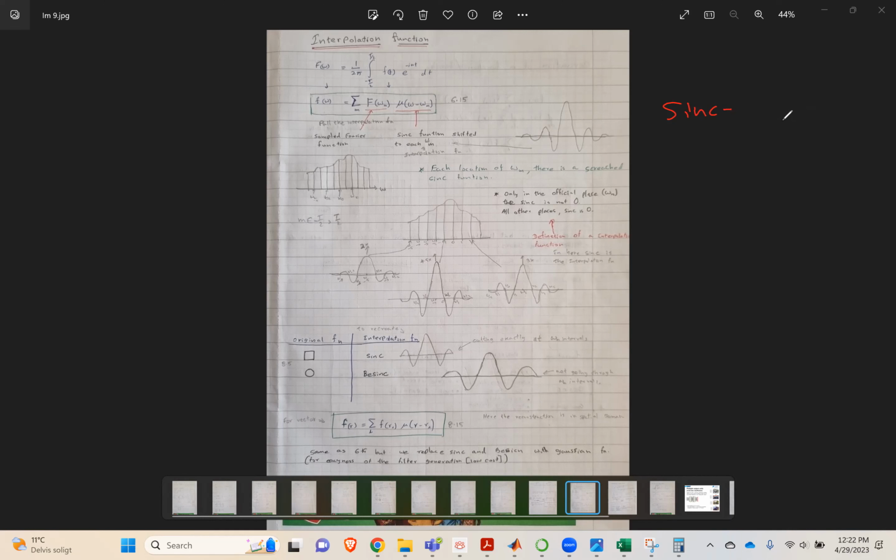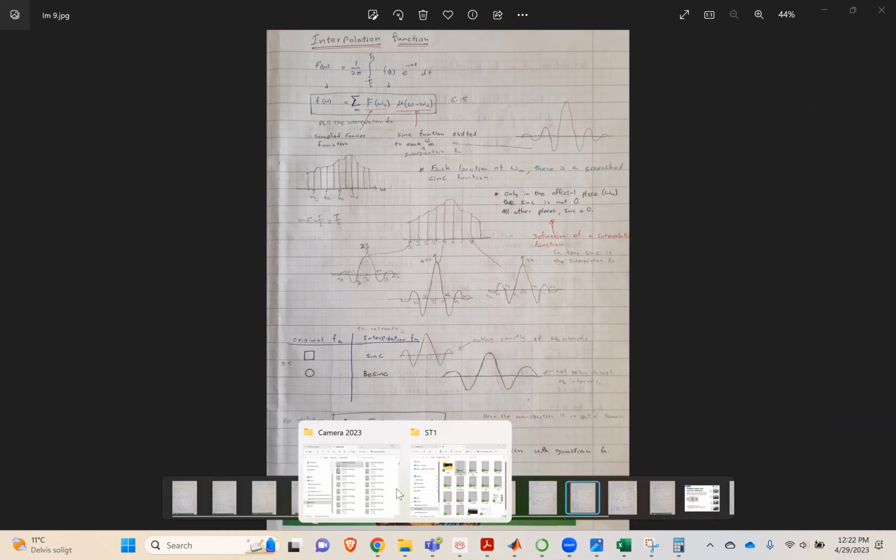And the Bessel function is not separable. And the 2D Gaussian, it's separable. For the 2D Gaussian, I can just take his lab guide.